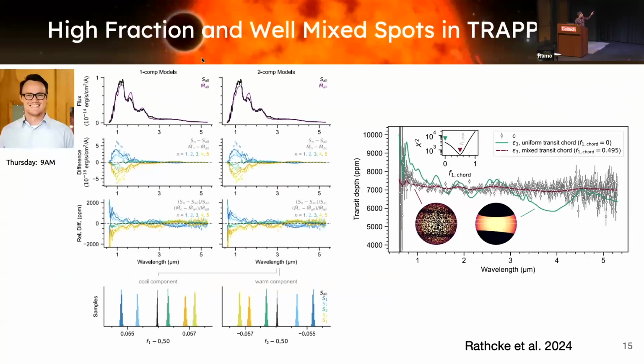And Ben will also be talking about TRAPPIST-1, where the inference is that we have a very high fraction of the star covered with spots, and they are very well mixed. If you have more questions about this result, this is a really great paper, so please talk to Ben. His talk is at 9 o'clock on Thursday.